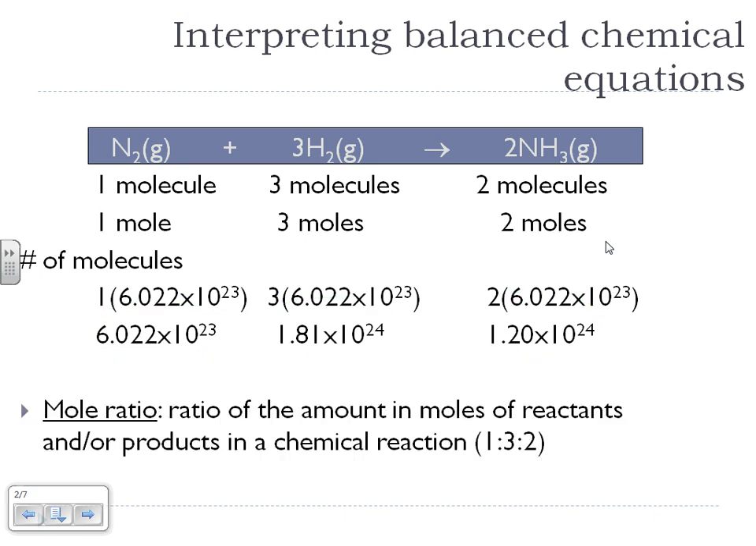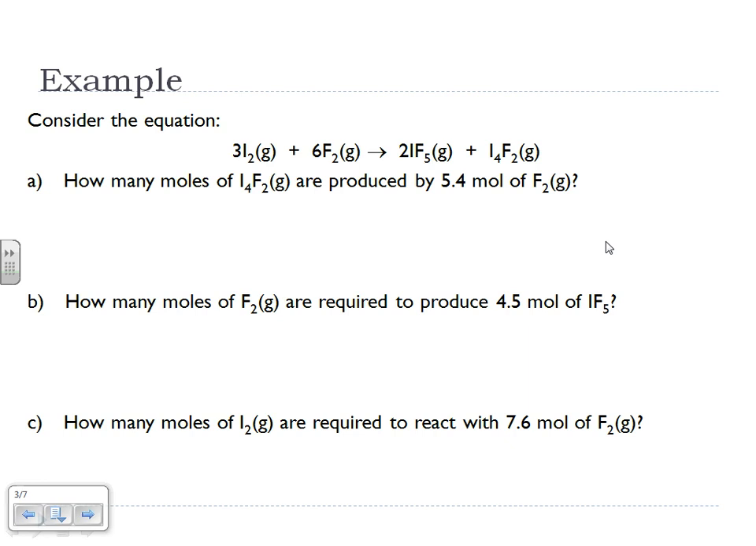So what we've got here, this 1 to 3 to 2 ratio, is what we call the mole ratio. And that's the ratio of the amount in moles of reactants and or products in a chemical reaction. So like I've already said, in this example, my ratio is 1 to 3 to 2. Look back up at your equation. I've got a 1 here, a 3 here, and a 2 here. So I get that 1 to 3 to 2 ratio. So that's what my mole ratio is.